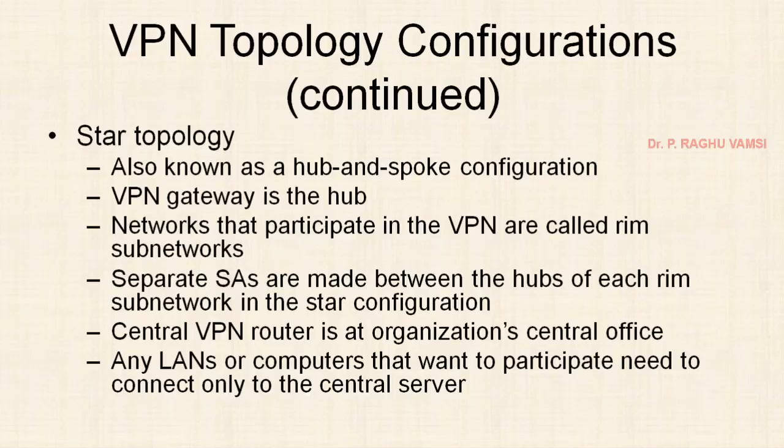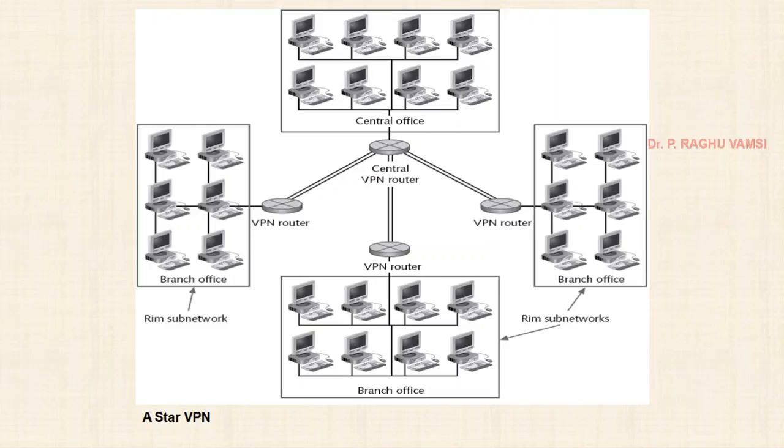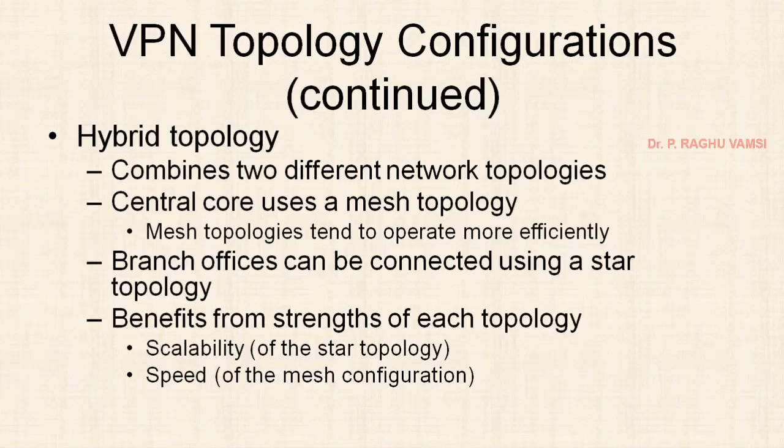The central VPN router is at the organization's central office. Any LAN that wants to participate needs to connect only to the central server. This is what we call star topology. So here, any other VPN router has to connect to the central router, and these subnets are said to be rim subnetworks. This is the terminology used in the star VPN.